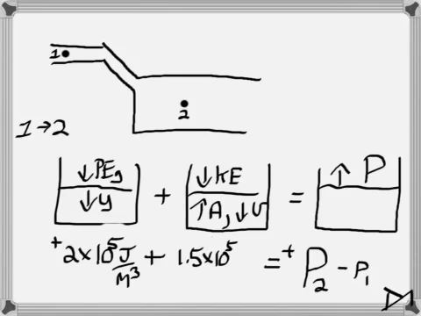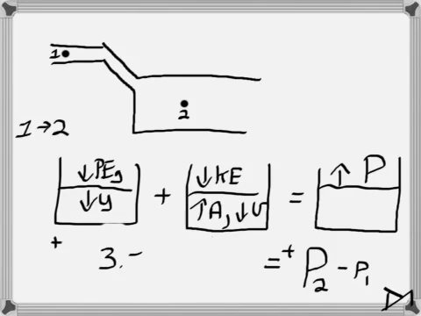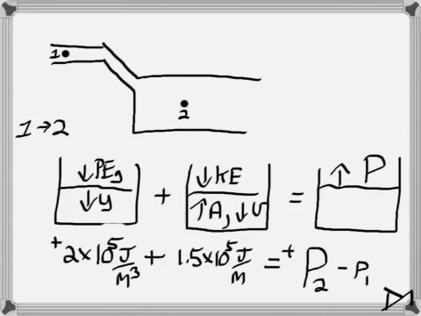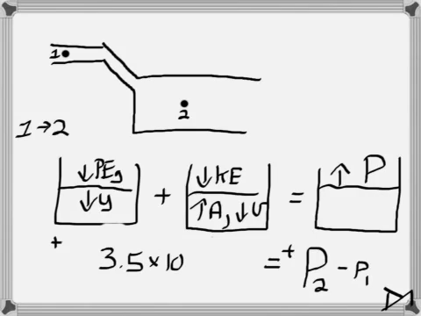Substituting in some made-up values, let's say we drop by 2 atmospheres of gravitational energy, and we calculate a decrease in kinetic energy of 1/2 atmospheres. Well, that adds up, of course, to 3.5 times 10 to the 5th, 3.5 atmospheres of pressure increase from 2 to 1. So the pressure of 1 plus 3.5 is equal to the pressure of 2, made up numbers.